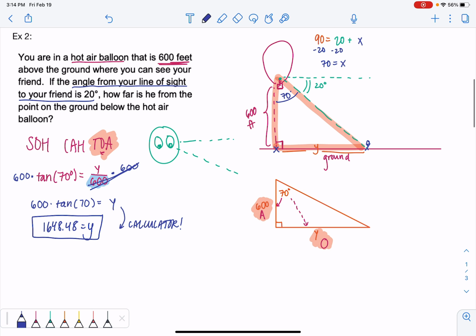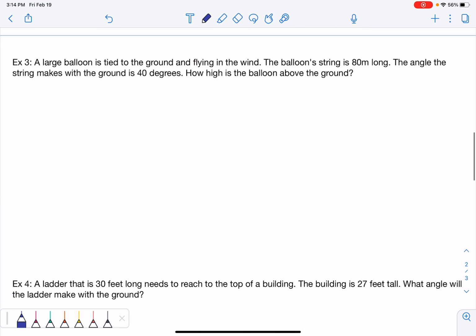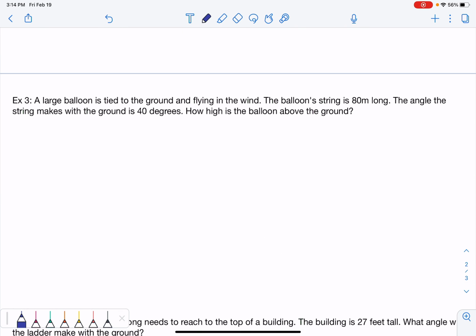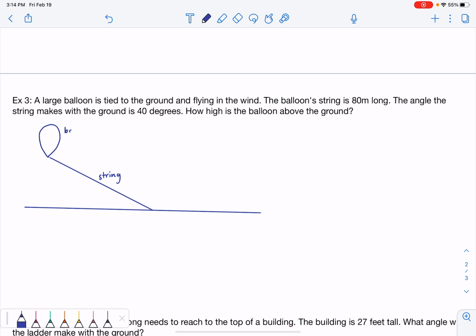Let's do 2 more examples. A large balloon is tied to the ground and flying in the wind. So here's my large balloon. If it's windy, the string is going to be at an angle. And it's tied to the ground. The balloon string is 80 meters long. So where we drew the string, we know it's 80 meters.